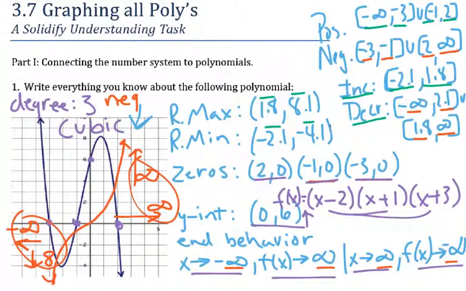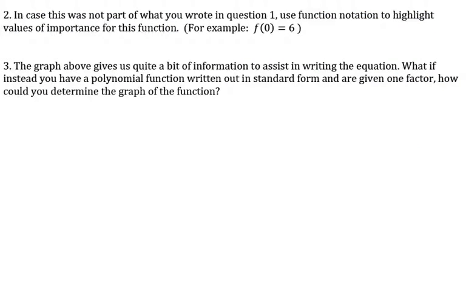So I could even put a negative in front of there. Okay, so that's a lot we can tell just from looking at this one graph. Okay, thinking about those things we know. I don't know why I erased that. Alright, so number 2 says, in the case this was not part of what you wrote in question 1, use function notation to highlight values of importance for this function.